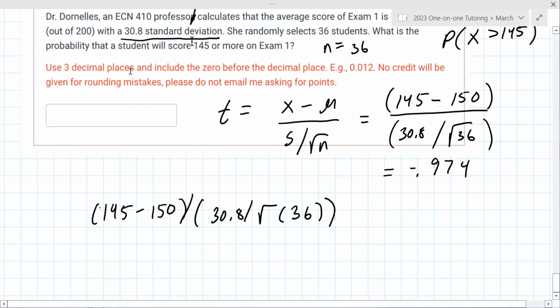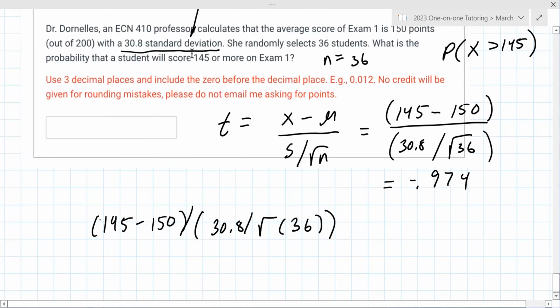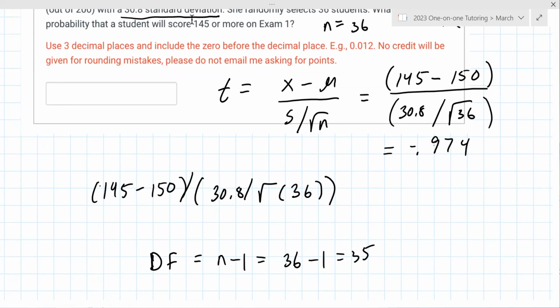Okay, so this is only the first part. This is calculating the T. We want the area in the tail. Now to use your T table, you have to get the right degrees of freedom. So your degrees of freedom in this problem is n minus 1, 36 minus 1 is 35. That's important because you're going to use the row with 35 in it in your table. So I'm going to go grab that. That's page 2.